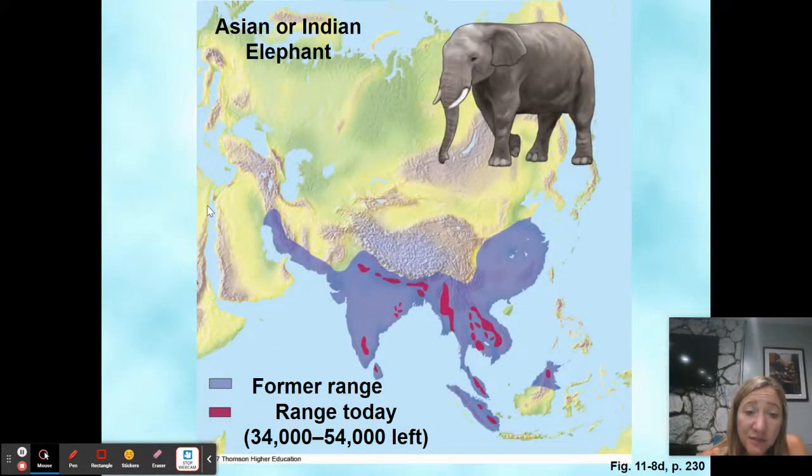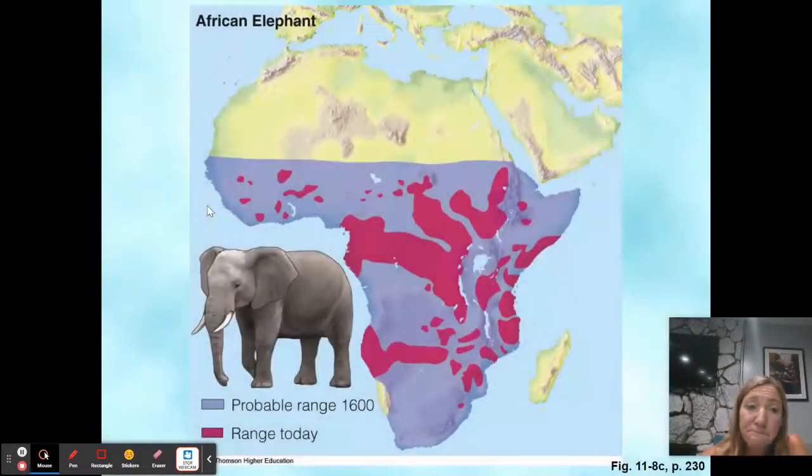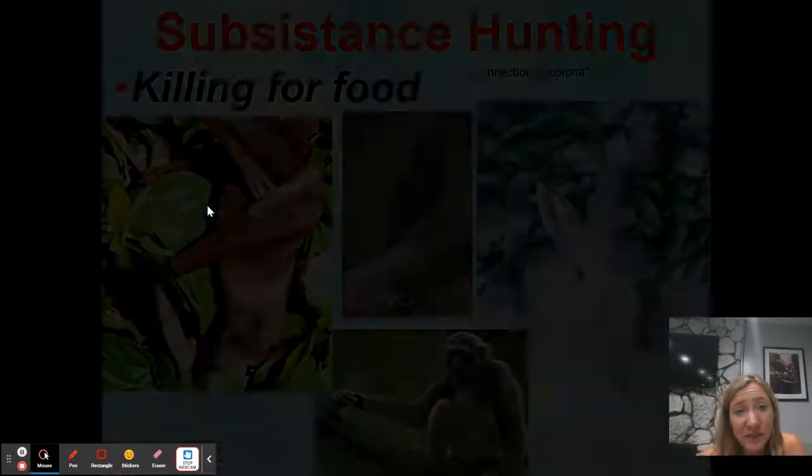Asian or Indian elephant, former range and current range. Again, the current is a little out of date. The numbers are probably even lower as it is. African elephant numbers are a little bit better, but still really different than what they used to be.